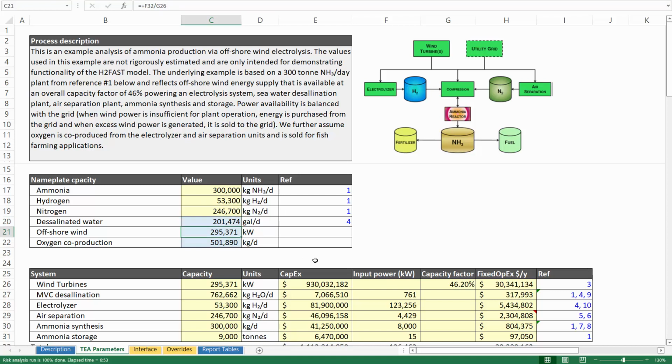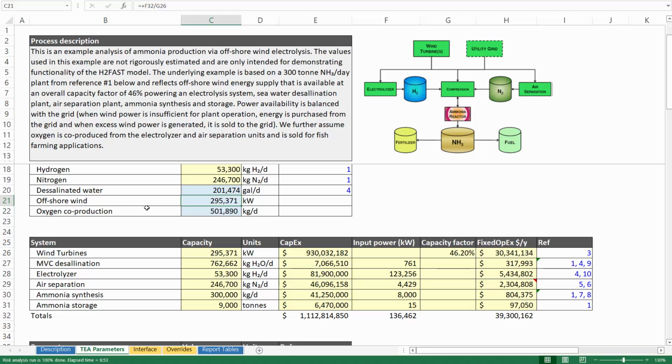We have offshore wind capacity to power the electrolyzer and to have the required amount of energy for hydrogen production, and also to provide energy for compression and other things like keeping ammonia at cryogenic temperatures and its storage temperature. And lastly, for example purposes, we have oxygen co-production. Oxygen is produced by the electrolyzer, and obviously oxygen can be produced by the air separation unit. Since this example uses offshore wind, presumably that oxygen could have value for fish farming, for putting that oxygen into the water for increasing the oxygen content for fish. So that's the example we're going to use for demonstrating a co-product.